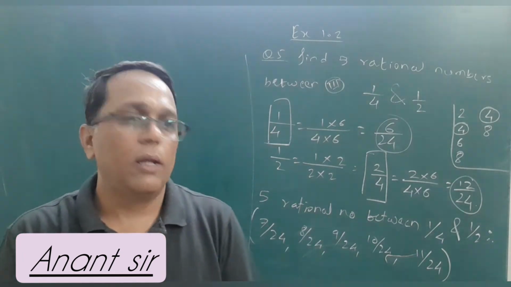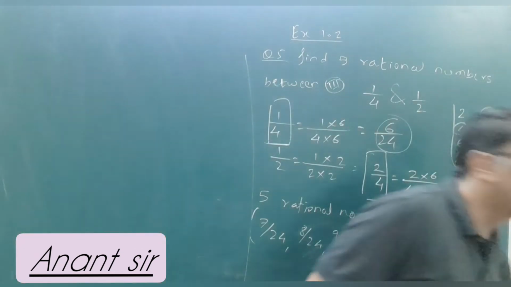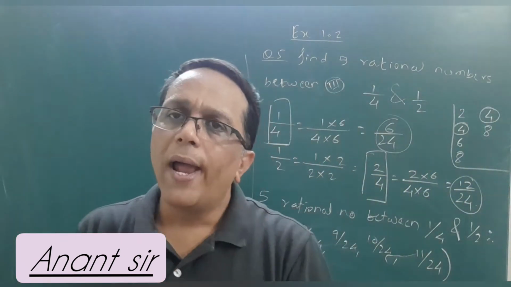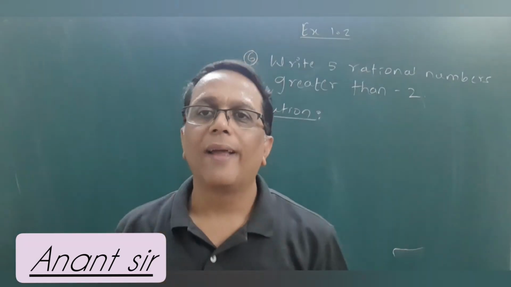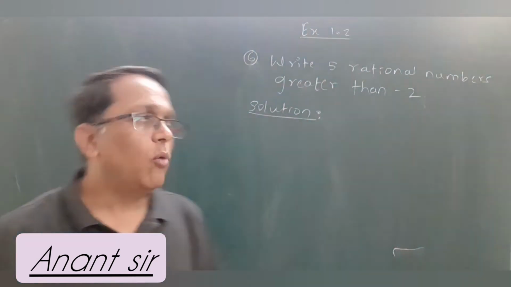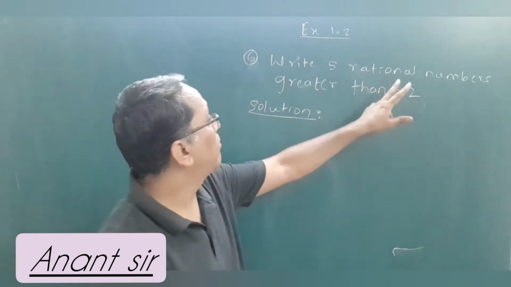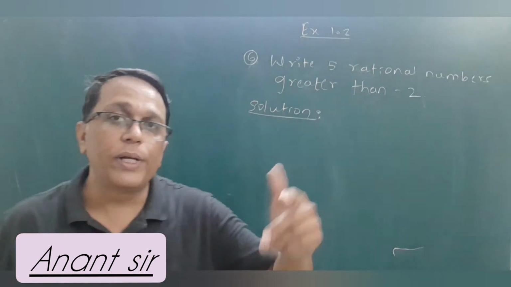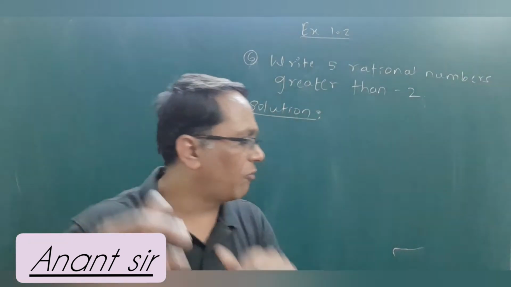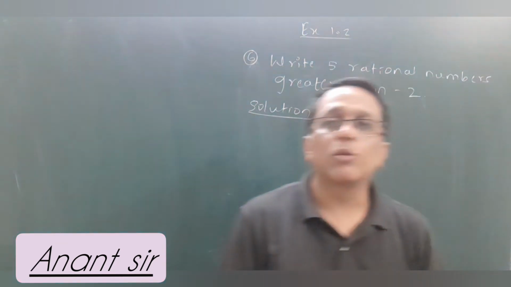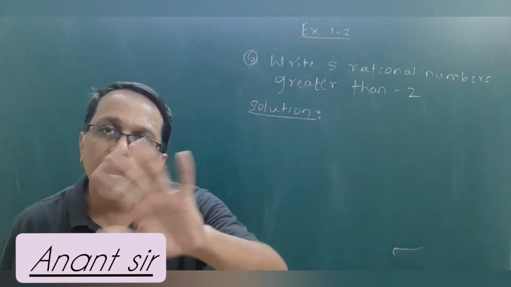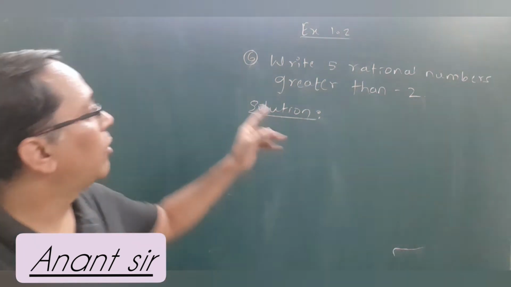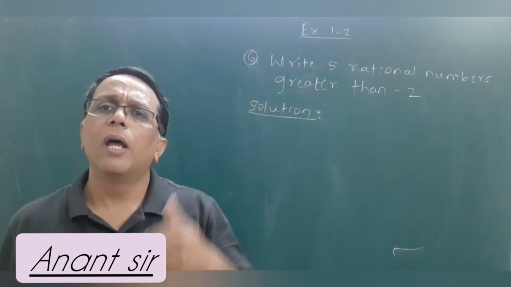Now we will be doing last, I think, how many questions are left? Last 2 questions are left now, and then the chapter will be over. So we will be doing last 2 questions. So the second last question, students, now question number 6, write 5 rational numbers greater than minus 2. We did a similar kind of question. It was question number 4, I think. Let me see. Yes, it was question number 3. Okay, we had to write 5 rational numbers less than 2. Okay, now we have to write 5 rational numbers greater than minus 2.